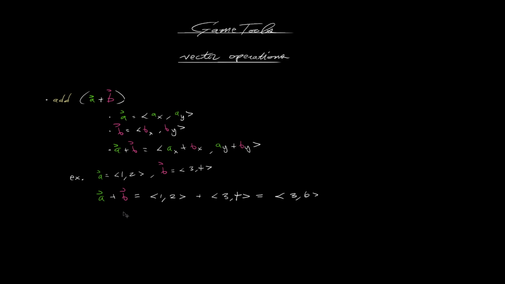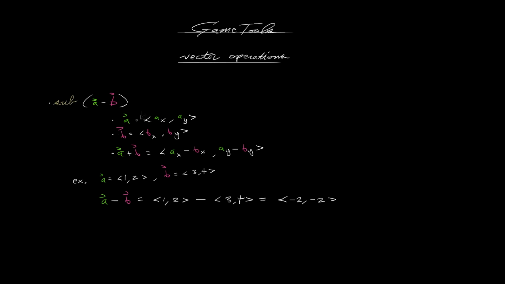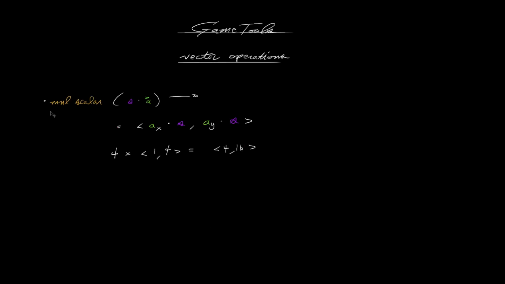Then a plus b is going to be 1, 2 plus 3, 4, and that gives us 3, 6 for our final vector. We can do the exact same thing with subtraction. It's just going to be subtracting instead of adding the individual elements. So again, the exact same setup, but instead of adding these two vectors, we're going to subtract them. So it's 1, 2 minus 3, 4, and that gives us a final result of -2, -2 for our final vector.